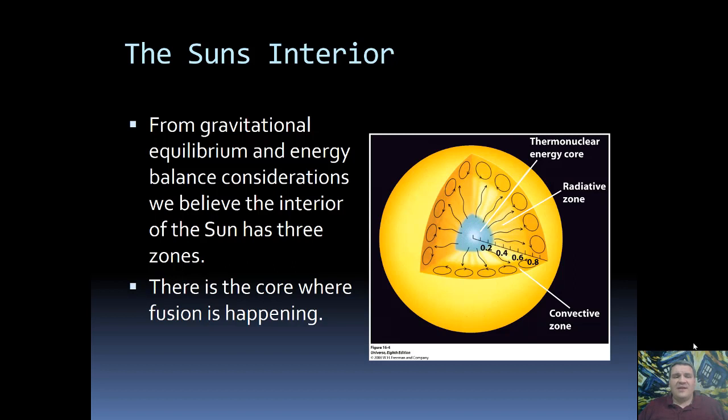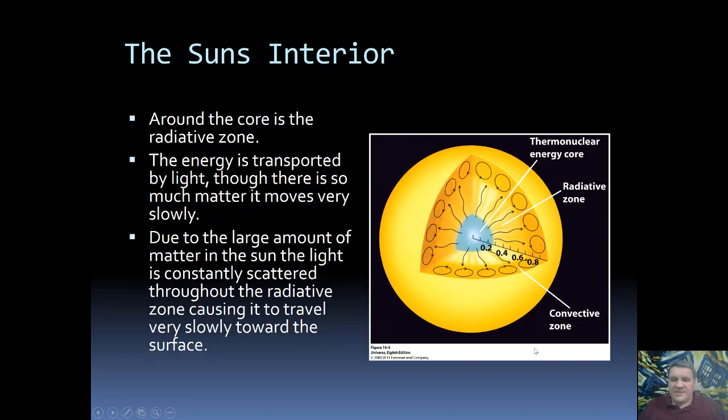Now, based off of the ideas of gravitational equilibrium and energy balance, we think we understand what's happening in the interior of the sun. The interior of the sun has three different regions. At the very center is the thermonuclear core. The core is the region that is hot enough, with enough pressure, to have nuclear fusion. All of the energy of the sun is produced in the core.